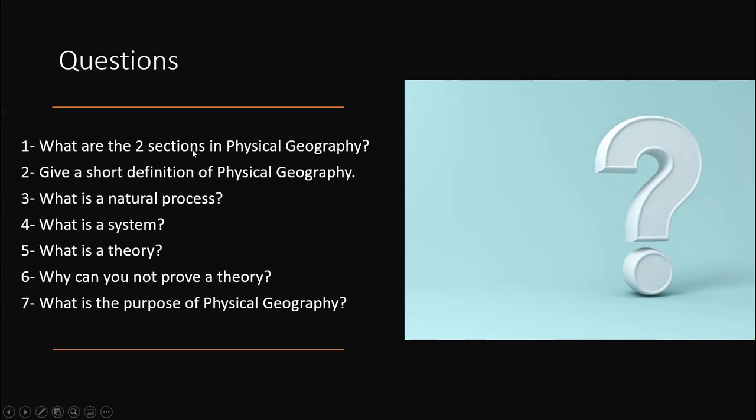What are the two sections in physical geography? Answer that question. Give a short definition of physical geography. There you go. What is a natural process? Can you give examples? What is a system? What is a theory? Write down. Why can you not prove a theory? And what is the purpose of physical geography?